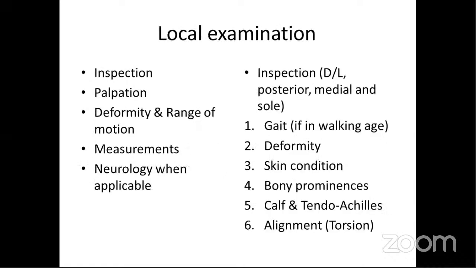Now, as far as the local examination is concerned, as was pointed out by Dr. Chhaya, it has to proceed in this fashion, and only in this fashion. It begins with inspection, palpation, followed by deformity and range of motion, measurements, and neurology whenever applicable. It all starts with inspection, and you start inspection as soon as the patient walks in, if he's in the walking age. If the patient is brought into the clinic by the parents, you must inspect the patient on the lap of the mother, making him comfortable, or on the examination table, wherever the child is not crying. The inspection has to be done from all sides, that means dorsolaterally, posteriorly, medially, and from the plantar aspect.